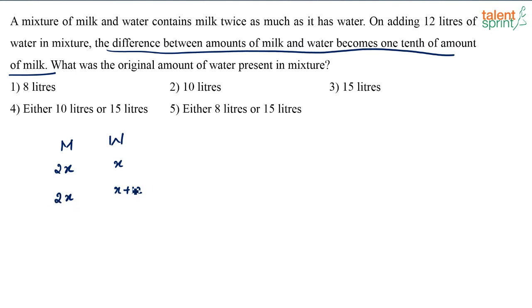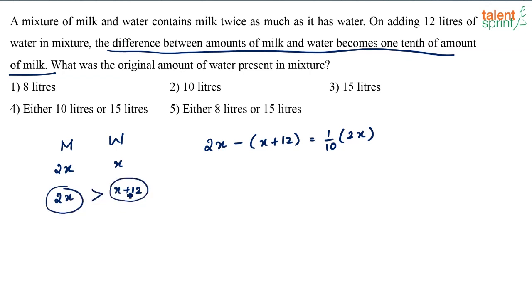Either the amount of milk is greater than water. In that case, when they say the difference between the amount of milk and water becomes 1/10 the amount of milk, it means 2x minus (x plus 12) is equal to 1/10 of 2x, correct? This is the case when the amount of milk is greater than the amount of water, that is 2x is greater than x plus 12. Now it can be the other way around also, right? x plus 12 can be greater than 2x. In that case it will become x plus 12 minus 2x, that is equal to 1/10 of 2x.